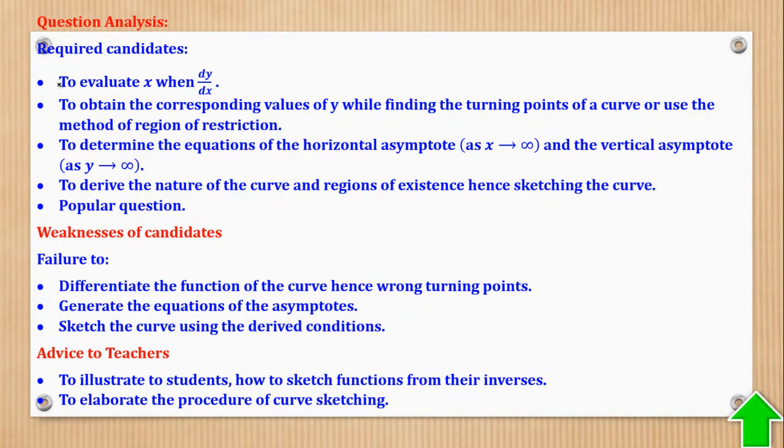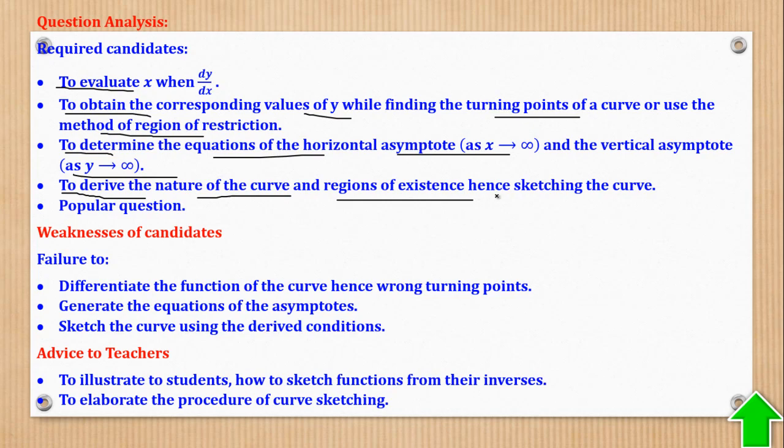So question analysis required candidates to evaluate x, y, and dy/dx equal to 0, then also to obtain the corresponding values of y while finding the turning points of a curve, or use the method of region of restriction. Then also to determine the equations of the horizontal asymptotes and the vertical asymptotes, then also to derive the nature of the curve and the region of existence. Then hence sketch the curve.